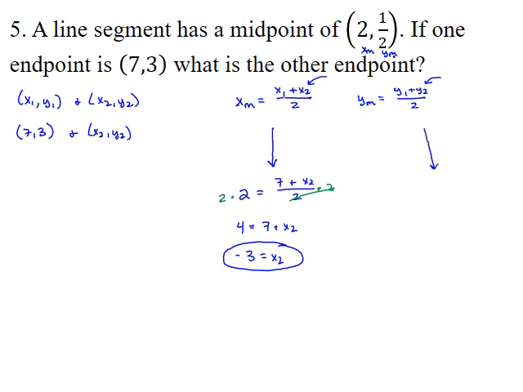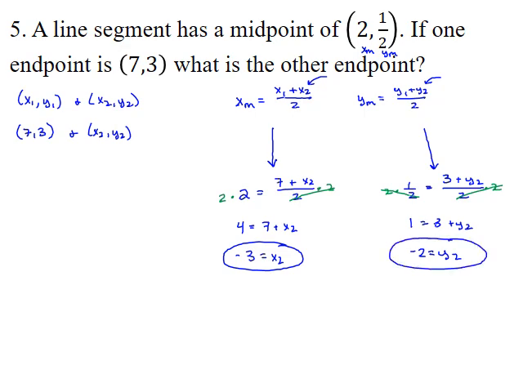Doing the same thing for y, I can say that y sub m is 1/2, y sub 1 is 3, we don't know y2, and we're going to divide that by 2. Once again, I'm going to multiply both sides by 2 to get rid of the fraction on the right, but nicely it also gets rid of the fraction on the left completely and gives you 1 equals 3 plus y sub 2. Subtract the 3 over, and we can see that y sub 2 is going to equal -2.